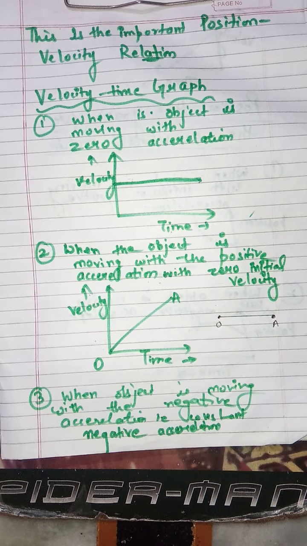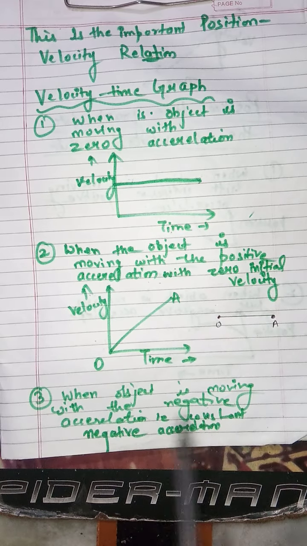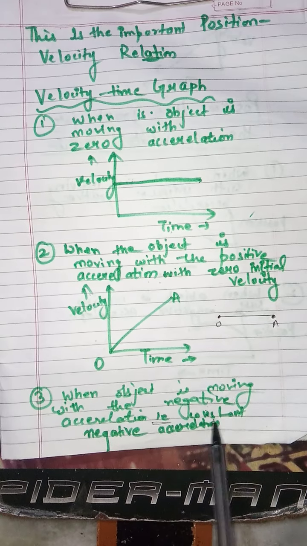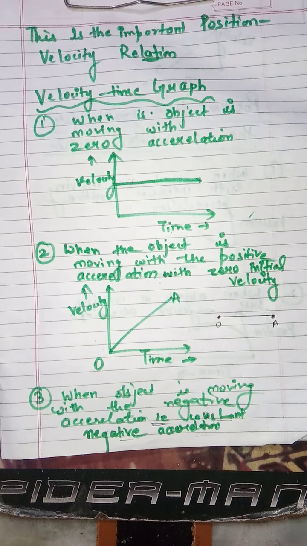And the third case is when the object is moving with negative acceleration, for example, constant negative acceleration. Now what is constant negative acceleration? Negative acceleration means the velocity is decreasing with time.